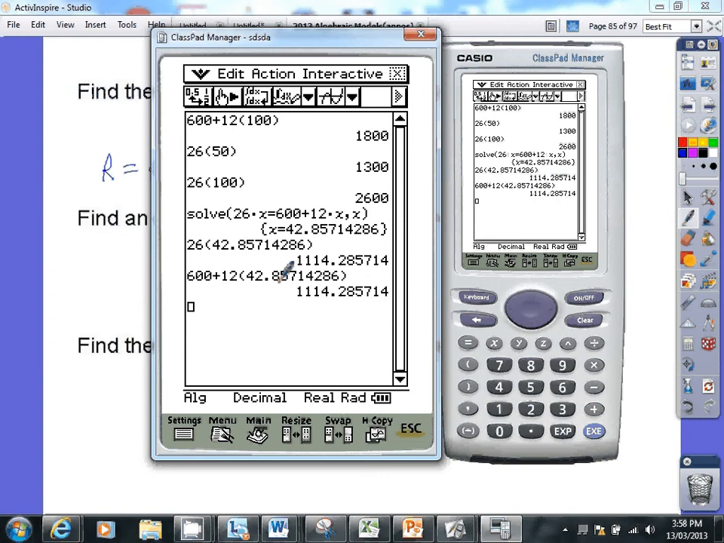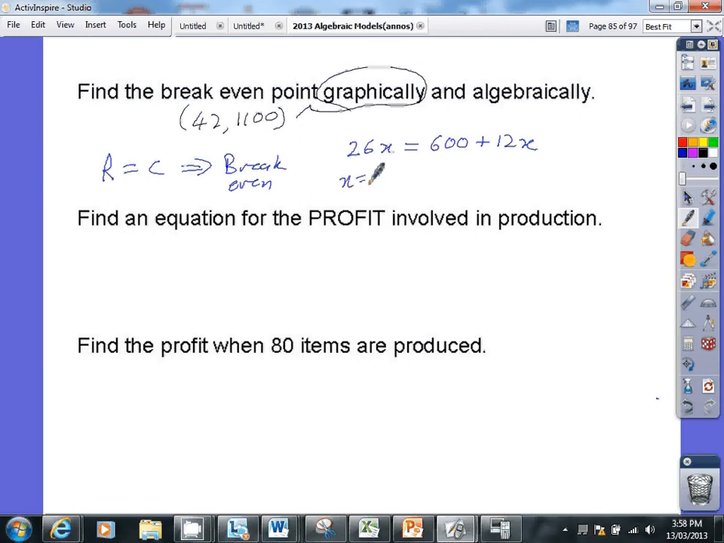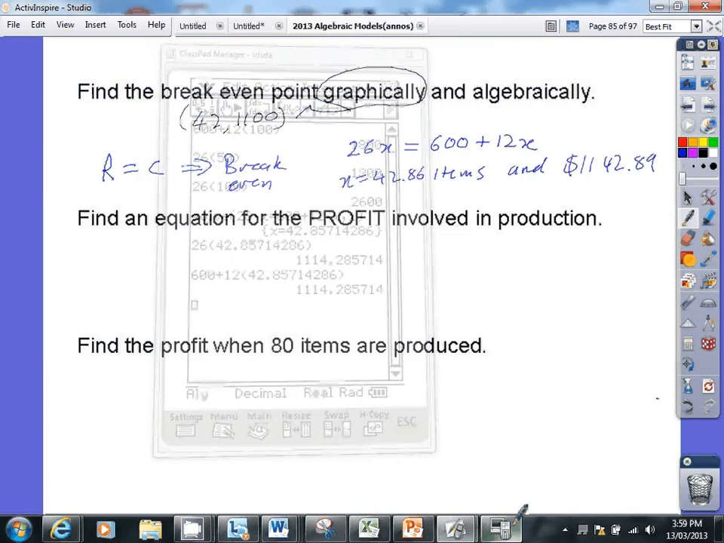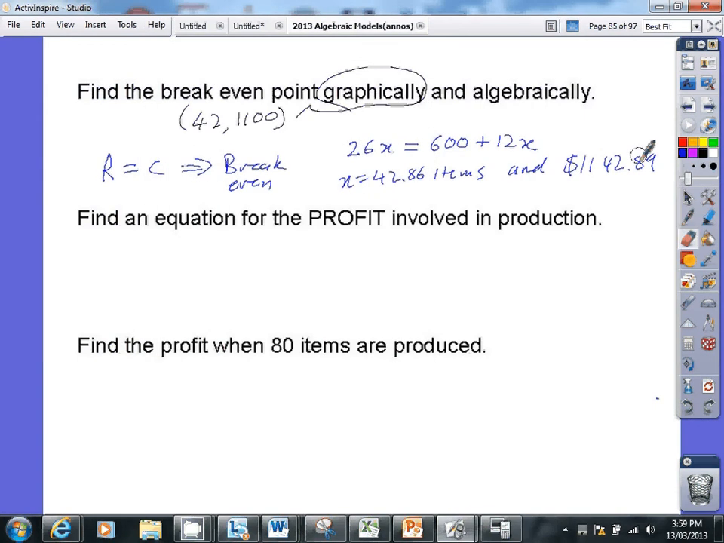So 42.86 and 1142.86. Just recheck that quickly, and I'll get you guys to check it. It's 29, so it's 0.29. So that's our break-even point, algebraically. Not bad compared to the graph. Not bad at all.